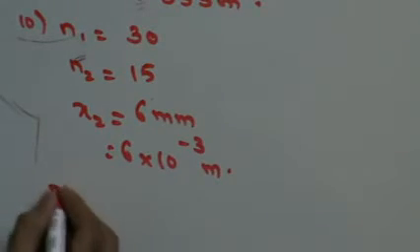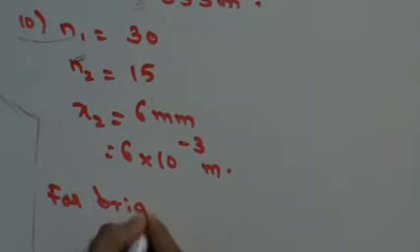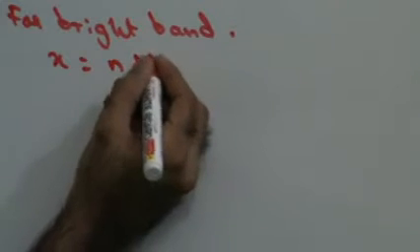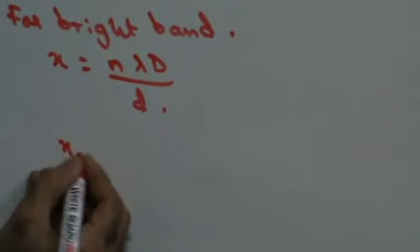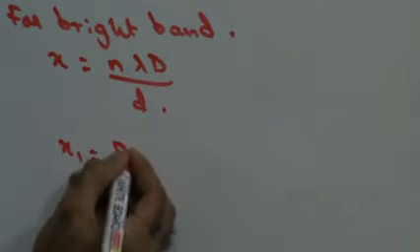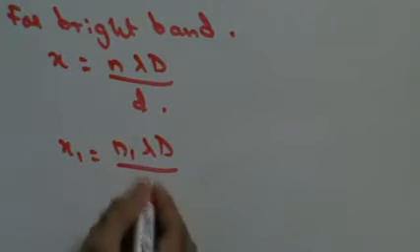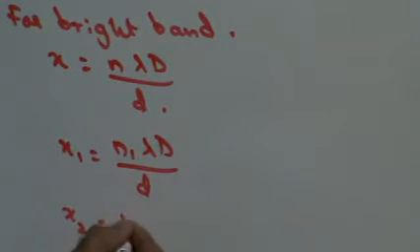Now, for bright bands, I can say that the distance of a given band from the central band is nothing but n lambda D by d, right? So I can therefore say that x1 will be nothing but n1 lambda D by d. Similarly, I can say x2 is equal to n2 lambda D by d.